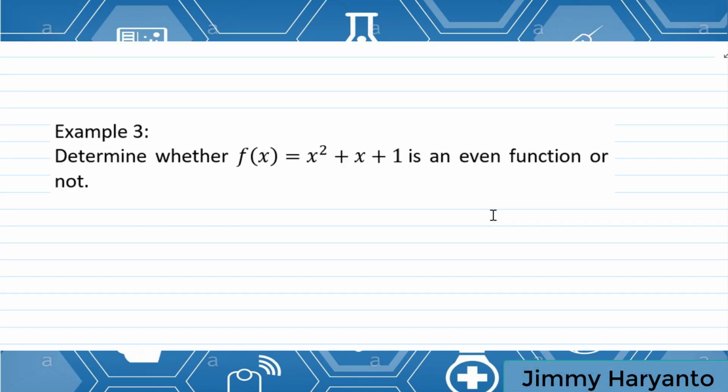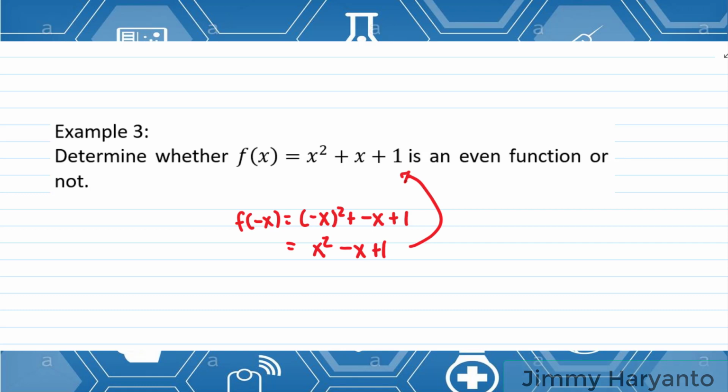Okay, next example 3, we have f(x) equals x squared plus x plus 1. So we have to find f(-x) equals negative x squared plus negative x plus 1. It will be x squared minus x plus 1. If it's the same with f(x), it is called an even function. If not, it's not, yeah. x squared minus x plus 1 and x squared plus x plus 1 are not the same, so it is not an even function.